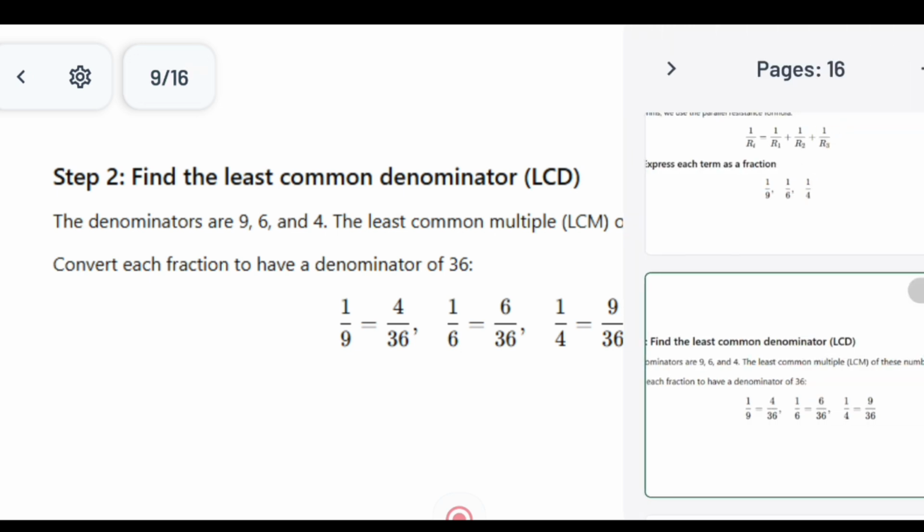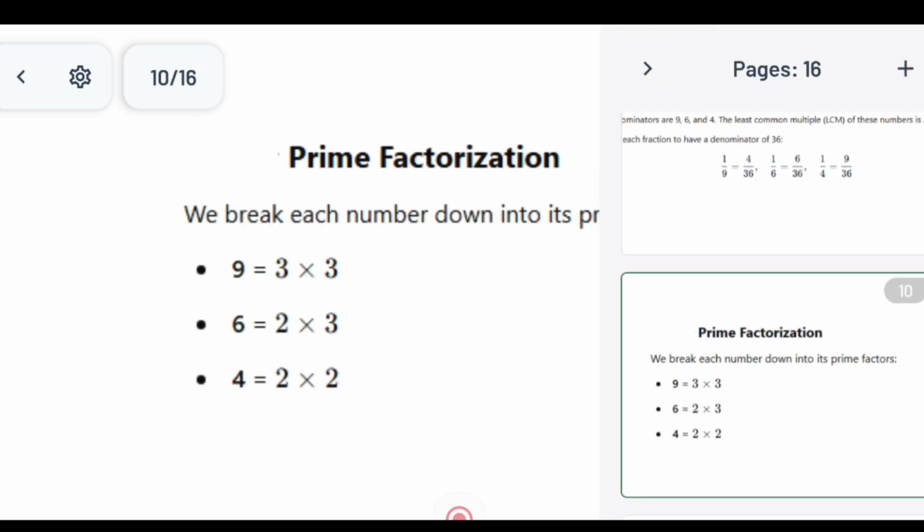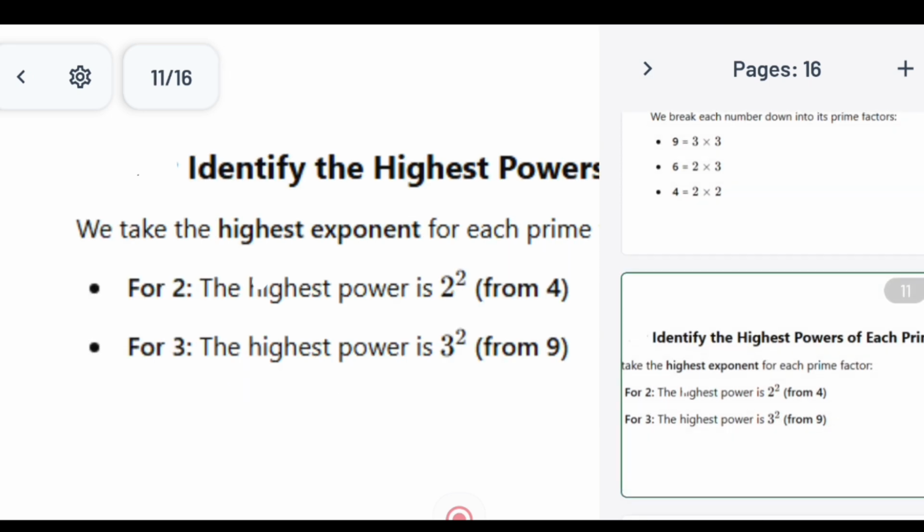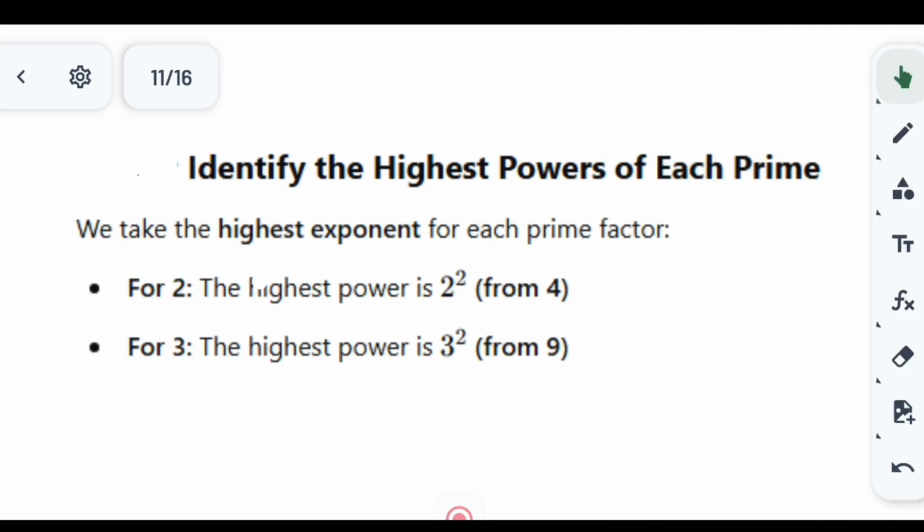So, the first step, you have the ohms of 9, 6, and 4, you have to do a prime factorization. We break each number down into its prime factors. So for 9, the factors are 3 times 3, for 6, that is 2 times 3, and for 4, that is 2 times 2. And then you have to identify the highest powers of each prime. So we take the highest exponent of each prime factor.